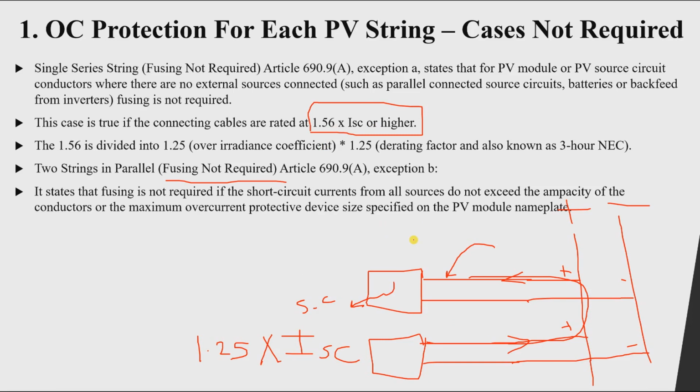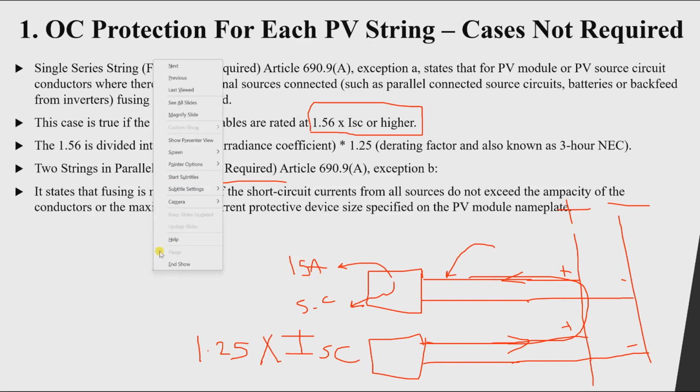The second condition is that this panel, on its specs, has a maximum overcurrent protective device size. Let's say, for example, 15 ampere. So it means that the maximum fuse that I can add, or the maximum current that the panel can withstand, is 15 amperes. If 1.25 multiplied by I short circuit is less than 15 amperes, then it is fine, you don't need any fuse. Okay, we will see this in the next slide.